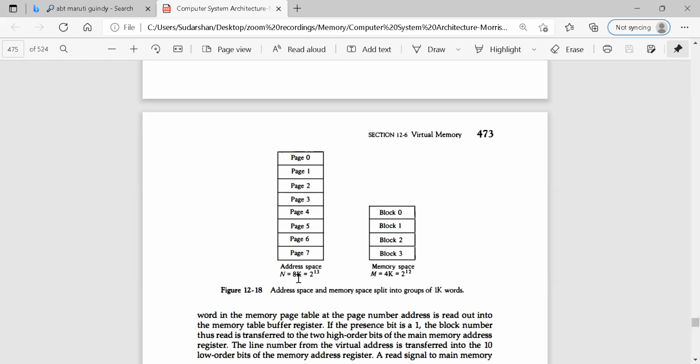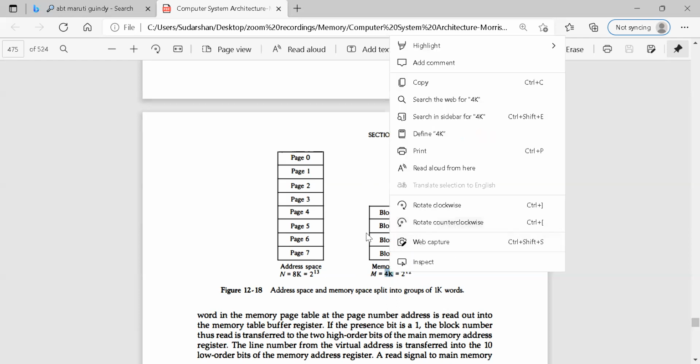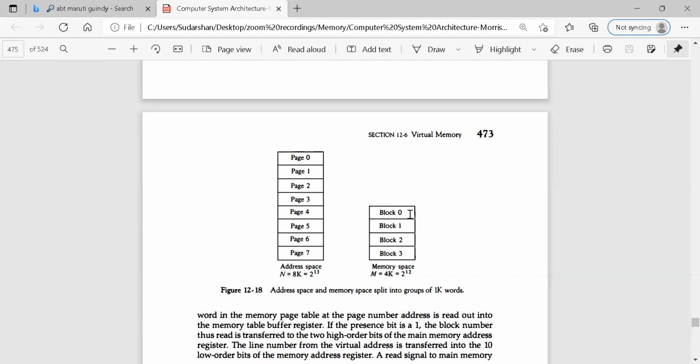Therefore, how many pages will there be? 8 kilobytes divided by 1 kilobyte, assuming page size is 1 KB, so there will be 8 pages. The page numbers are 0, 1, 2, 3, 4, 5, 6, 7. These are what we call logical pages. Whereas physical or main memory is only 4K, where 2 power 12 is equivalent to 4 kilobytes. There are 4 blocks: block 0, block 1, block 2, block 3. Since it is 4 KB, each block is 1 KB.